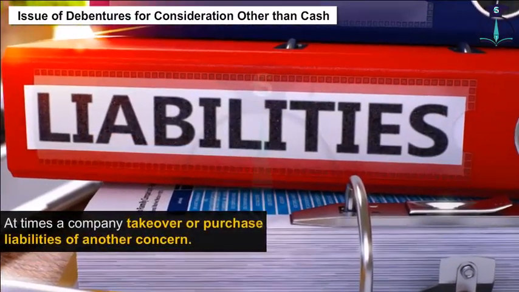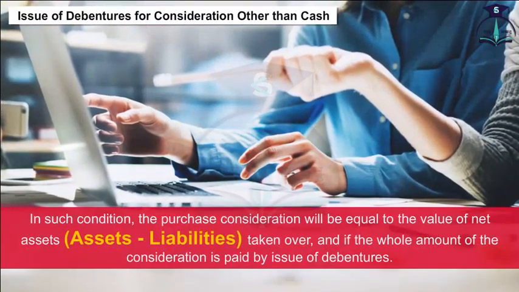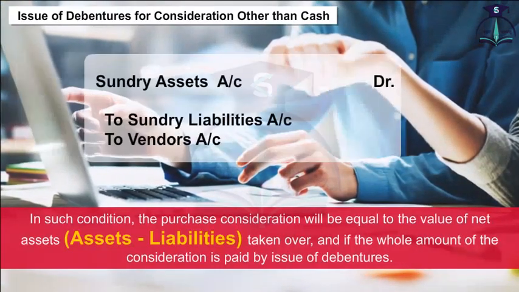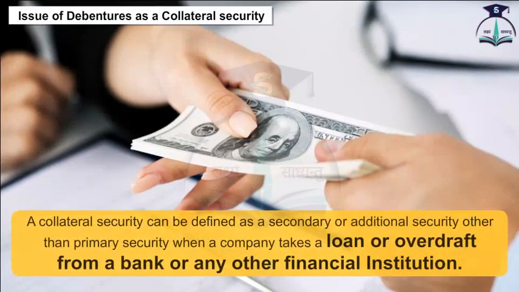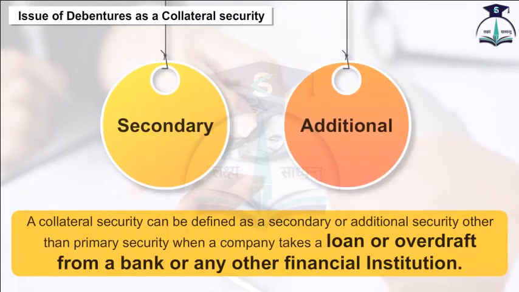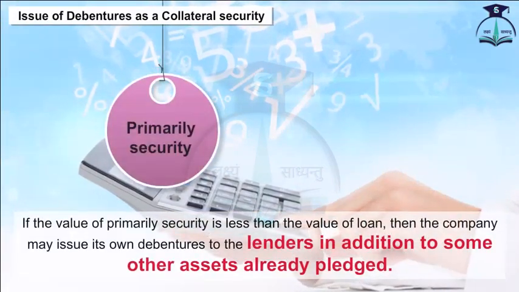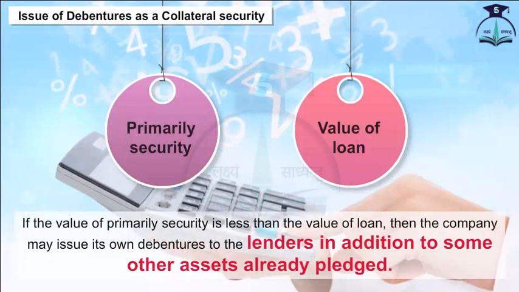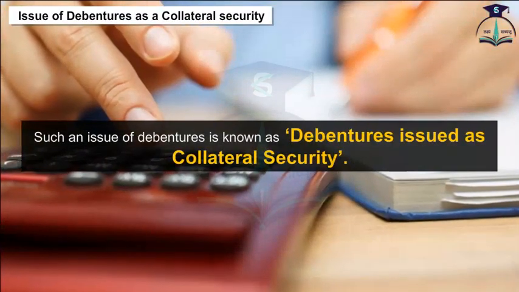At times, a company takes over or purchases the liabilities of another concern. In such a condition, the purchase consideration will be equal to the value of net assets taken over, and if the whole amount of the consideration is paid by issue of debentures, the journal entry will be for issue of debentures. Issue of debentures as a collateral security. A collateral security can be defined as a secondary or additional security, other than the primary security, when a company takes a loan or overdraft from a bank or any other financial institution. If the value of the primary security is less than the value of the loan, then the company may issue its own debentures to the lenders in addition to some other assets already pledged. Such an issue of debentures is known as debentures issued as collateral security.